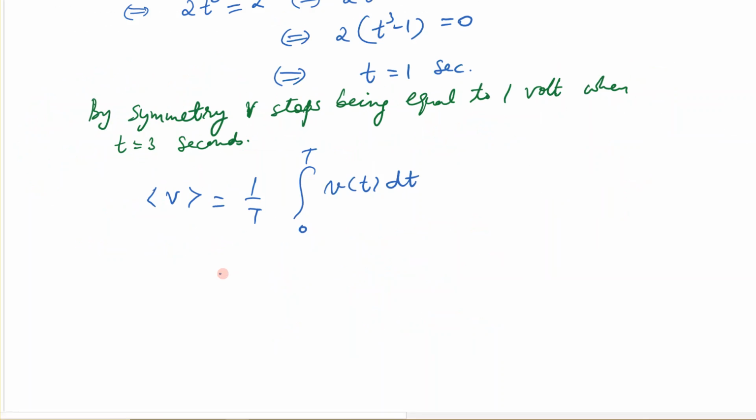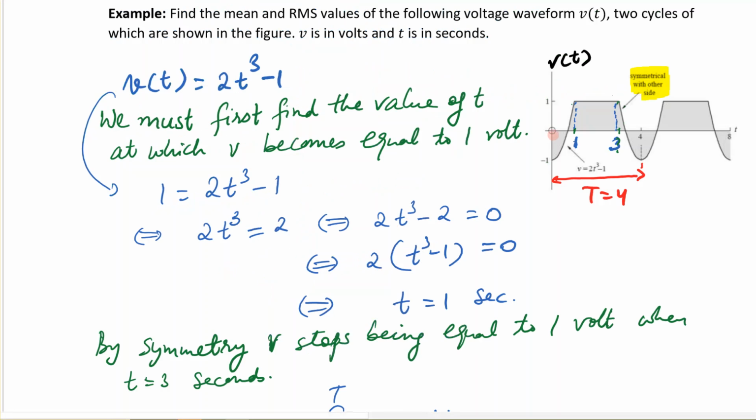So now we're going to try to find the mean of the voltage function. So mean would be 1 over T. So that means 1 over 4 integral from 0 to 4 v(t) dt. If we look at the area from 0 to 4, we notice that this shaded area from 0 to 1 and the area from 3 to 4 are the same by symmetry. So we can just find one of these pink areas and double it.